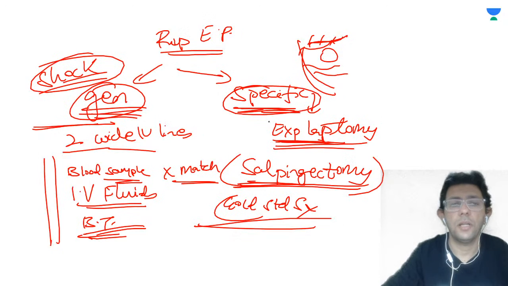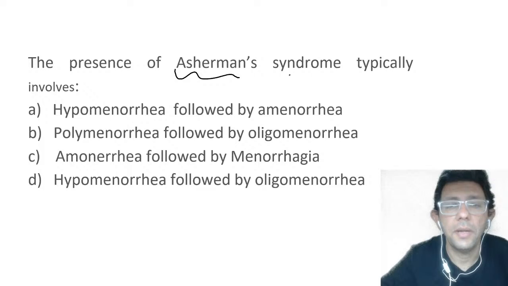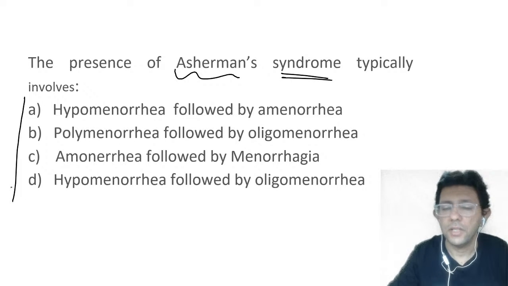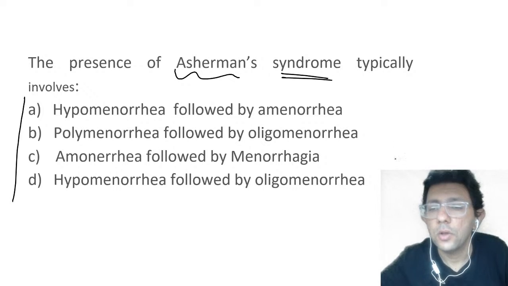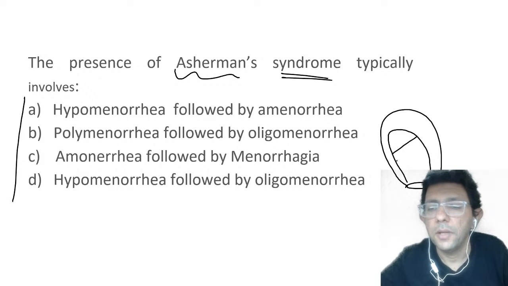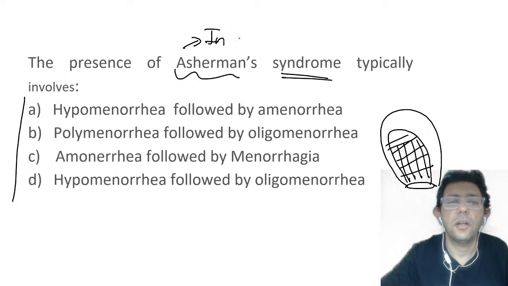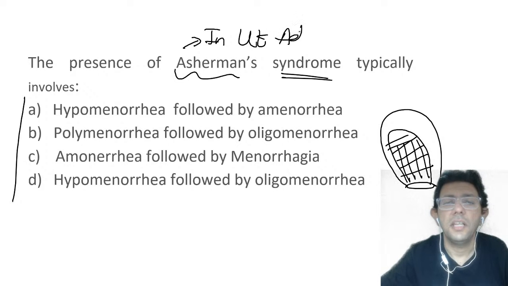The last part, we'll get quickly time for the last MCQ, the Asherman syndrome. Anybody? What is Asherman syndrome? Sir, Asherman syndrome is presence of intrauterine adhesions. We get it because of excessive curettage or repeated curettages. Asherman syndrome is nothing but intrauterine adhesions. And what will it cause?